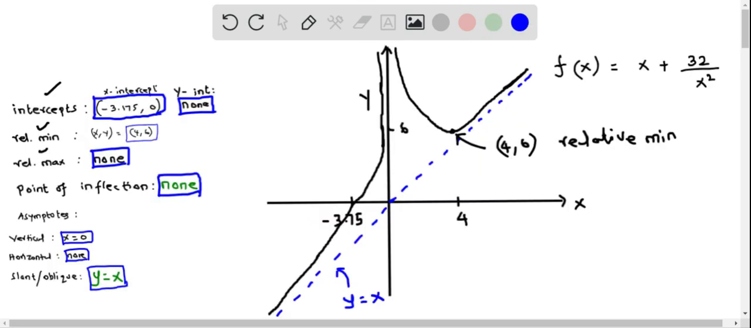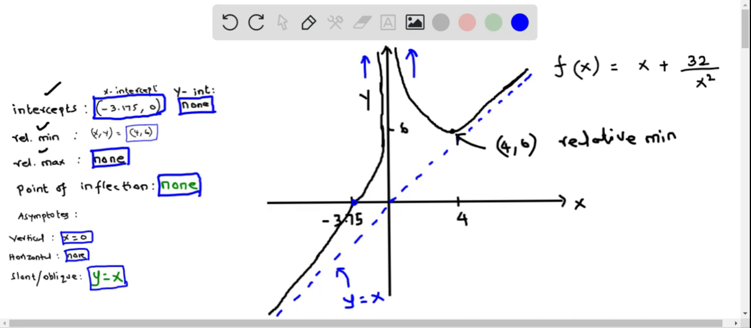Here we have drawn the sketch of the graph of f of x using the information that we have already determined. We first mark the x-intercept, negative 3.175, comma 0, and there is no y-intercept. At x equal to 0, we have a vertical asymptote, so we draw the graph around x equal to 0 like this. That is what a vertical asymptote is.